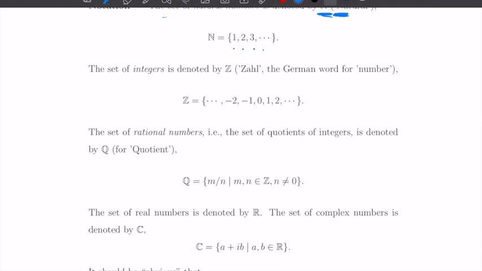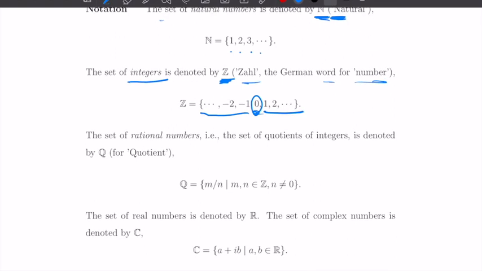Okay, and the set of integers is denoted by Z. So this comes from Zahl, a German word for number. And of course, integers are numbers like all the natural numbers plus 0 and negative of all natural numbers, like -1, -2, -3, and so on. Okay, this Z represents the set of integers.